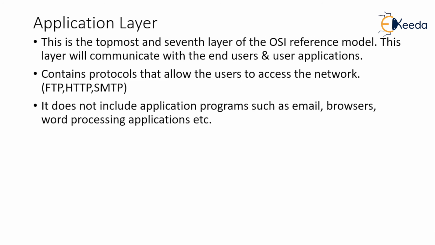Now, the application layer, which is the topmost and the seventh layer of the OSI reference model, this layer will actually communicate with the end users and the user's application. And for this, it contains the protocols that allow the user to access the network. The different protocols can be FTP, which is file transfer protocol, HTTP, SMTP, simple mail transfer protocol, and etc. This layer does not include application programs such as email, browsers, word processing applications, and etc.